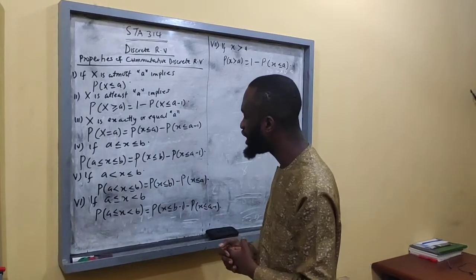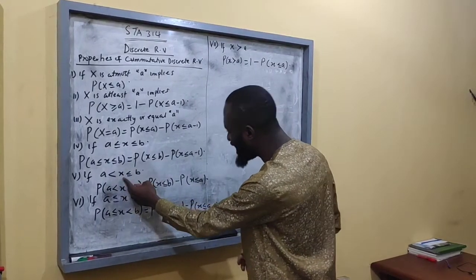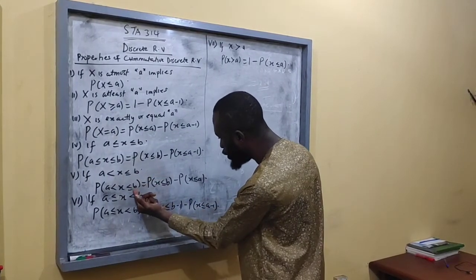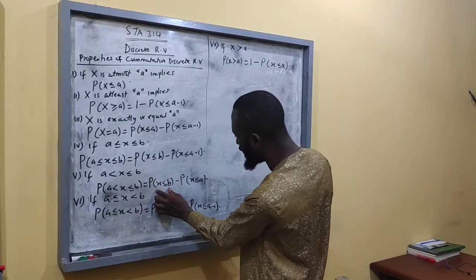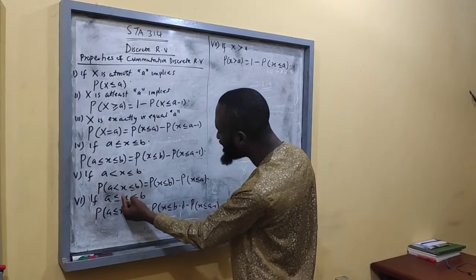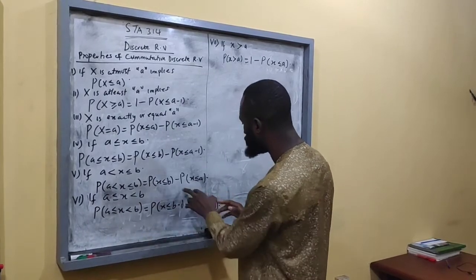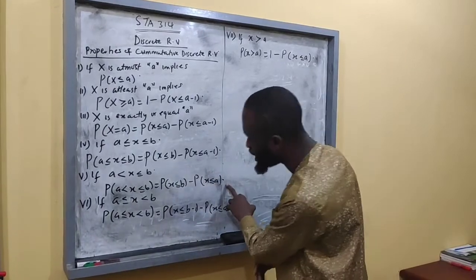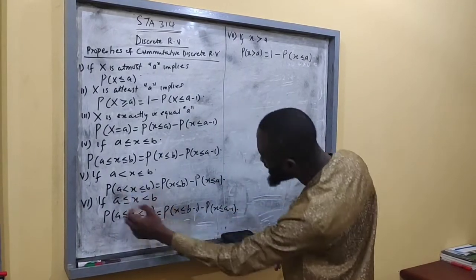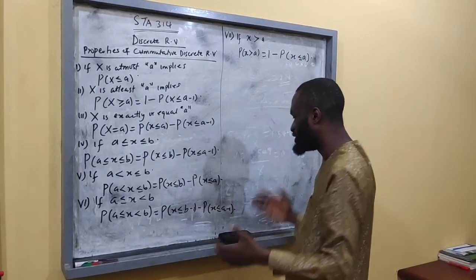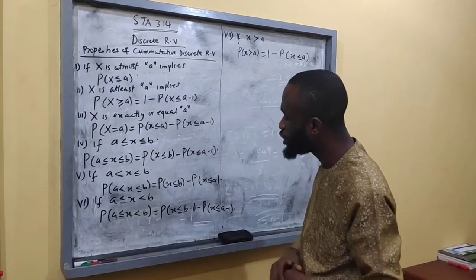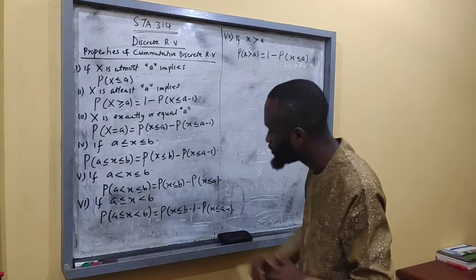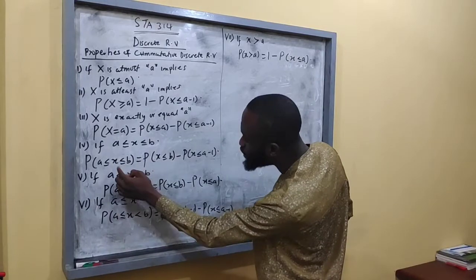Now for Roman figure 5, if a is less than x less than or equal to b, look at it now. Your upper bound is still okay: x less than or equal to b, you put it like that. Minus, now your a is less than x, so we are not going to change it. It is just going to be minus the probability of x less than or equal to a. If the lower bound does not have an equality sign, then you leave it like that. Now look at Roman figure 6. If a is less than or equal to x less than or equal to b, firstly compare Roman figures 4 and 6.